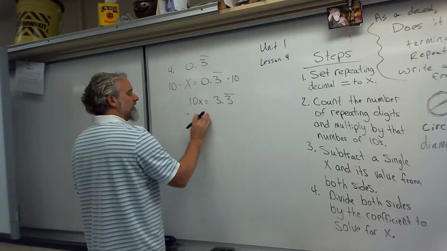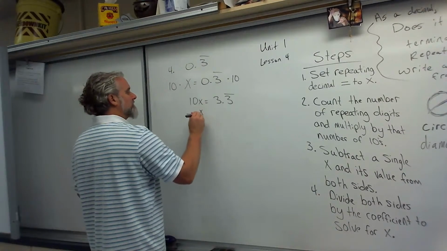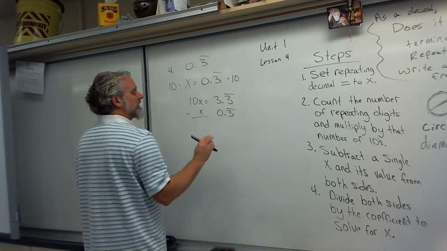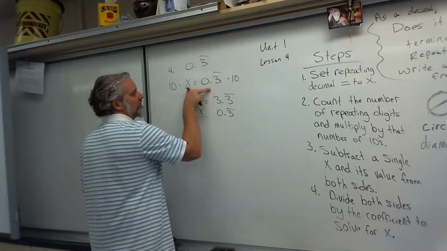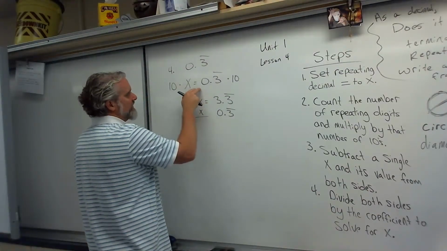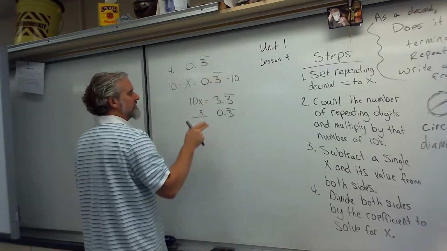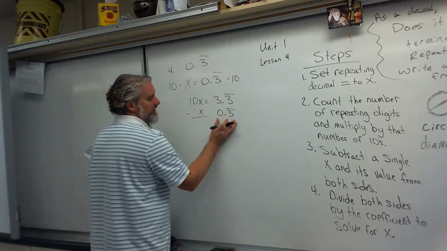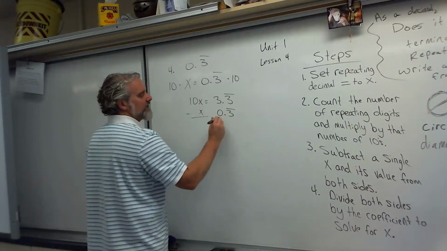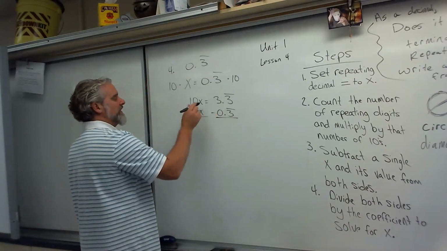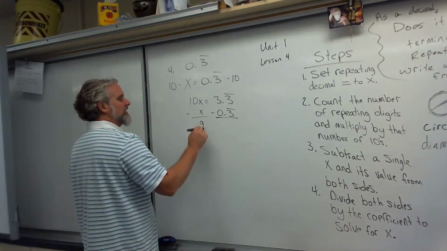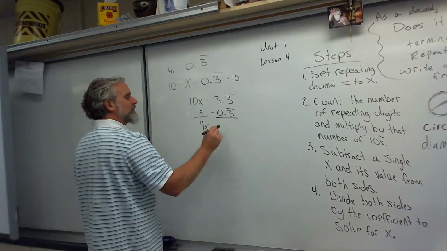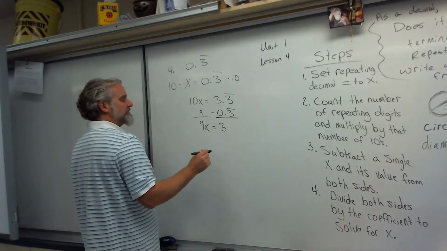Subtract one value of x from both sides. Again, the 0.3 comes from our very start, where we had x equals 0.3 repeating. So I'm going to subtract 1x on the left-hand side, and what x was set equal to, which was 0.3 repeating, from the right-hand side. 10x take away 1x is 9x. 3.3 repeating, take away 0.3 repeating, leaves you with just 3.